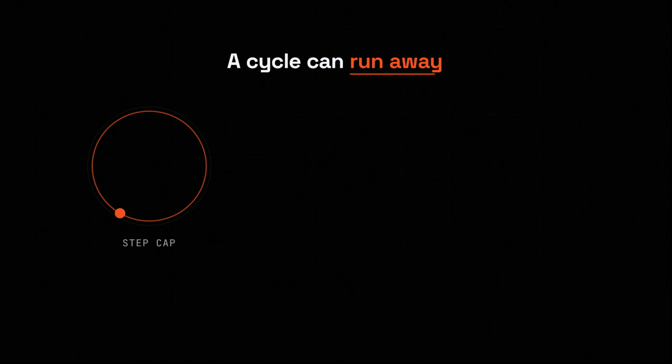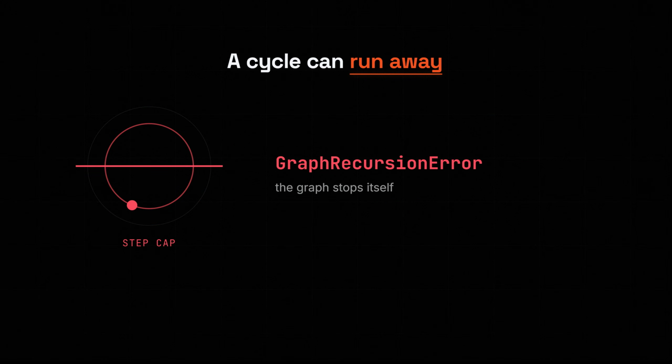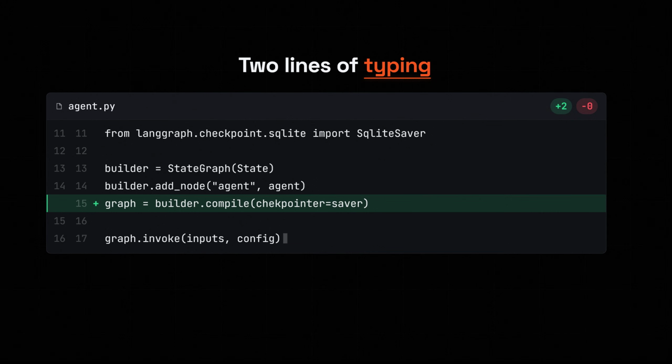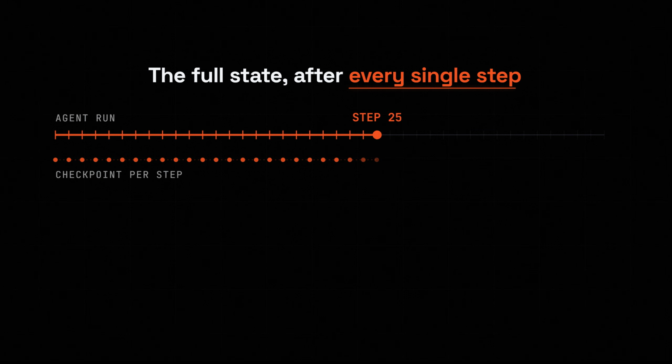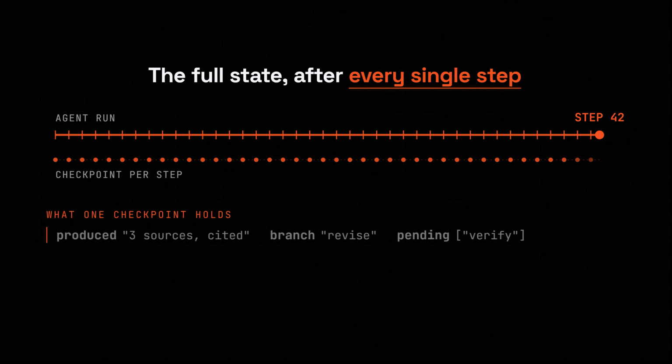And because a cycle can run away, there is a step cap. Hit it, and the graph raises a recursion error rather than billing you forever. Now the part this whole video is built around. You pass one more argument to compile, a checkpointer, and you pass a thread ID when you invoke it. Two lines of typing. From that moment on, the full state of your agent is written to storage after every single step, not just the messages, the state: what each node produced, which branch is live, what is still pending.